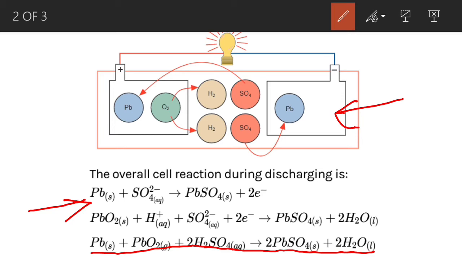Lead is going to react with sulfate ion. This sulfate ion comes from the electrolyte, because when H2SO4 breaks, it breaks into H+ ions and sulfate ions. Lead and sulfate react to form lead sulfate, and this first reaction releases two electrons.